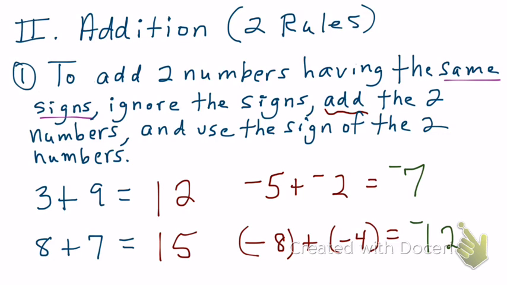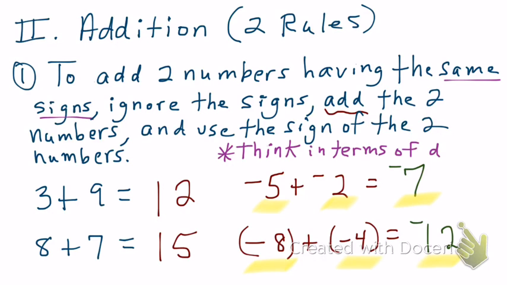If we think in terms of debt, if you have a debt of $5 to your good friend and another friend you owe $2, then you owe a total of $7. If you owe somebody $8 and you owe someone else $4, then you owe a total of $12. So if you think in terms of debt, addition is very reasonable. Let's move on to the other rule.